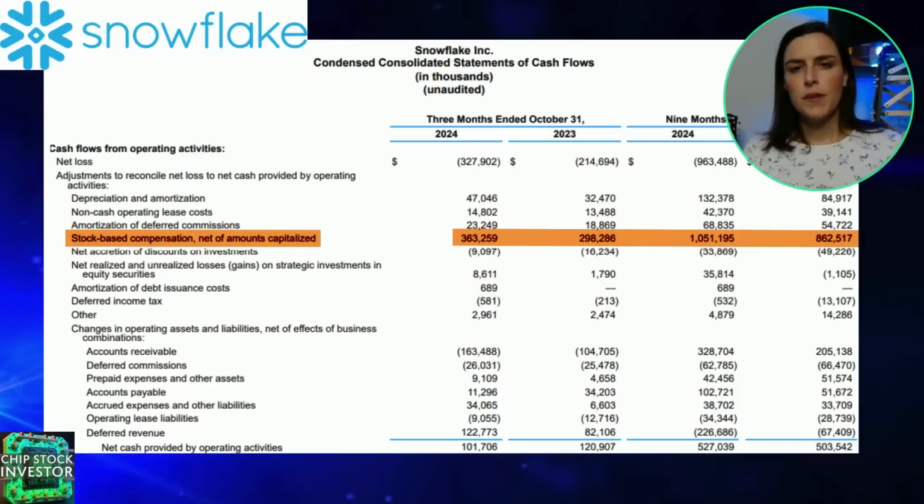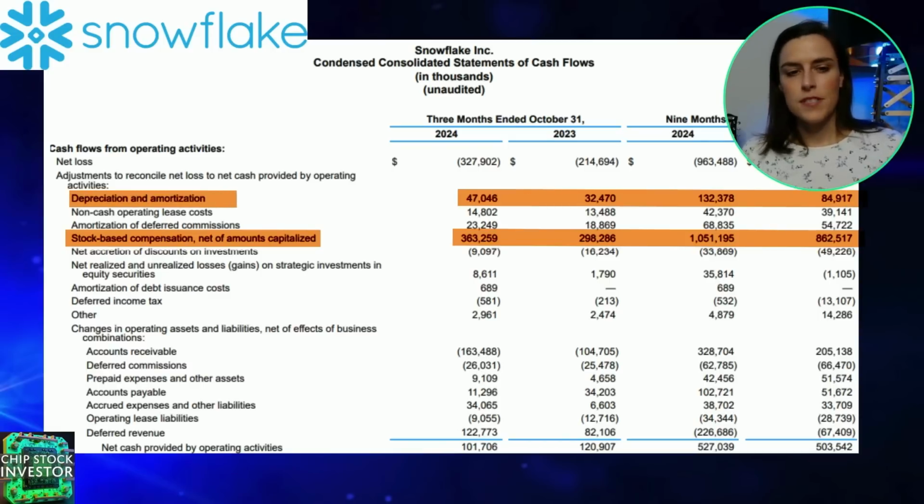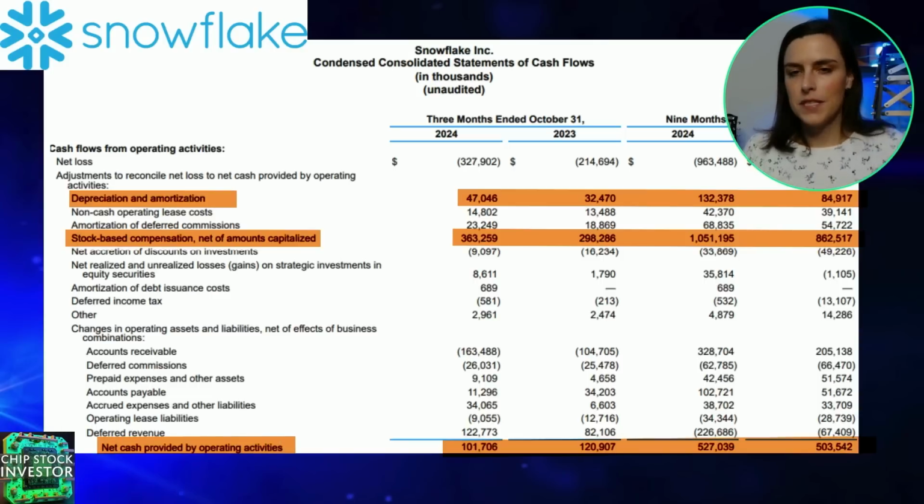You can see stock-based compensation is rising at a slower pace than in years past, but it is still quite high. Depreciation and amortization are also higher. That's related primarily to the higher spend on equipment and infrastructure, again, AI equipment and infrastructure. And this results in the operating income growth being basically non-existent this year. Not a great situation for Snowflake.